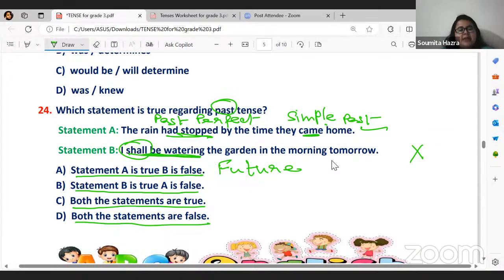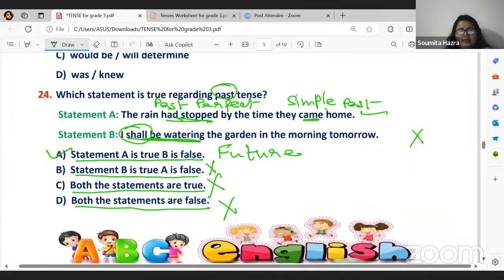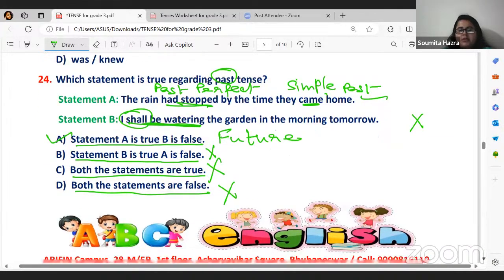And which option tells that? Option A. Option C is wrong. Option D is also wrong. Option A is the correct option. Okay, let's move forward.